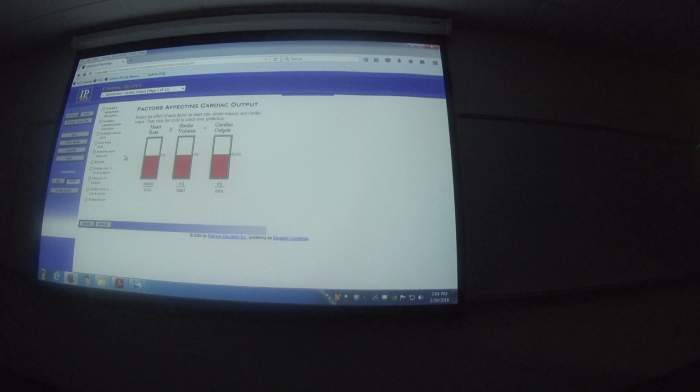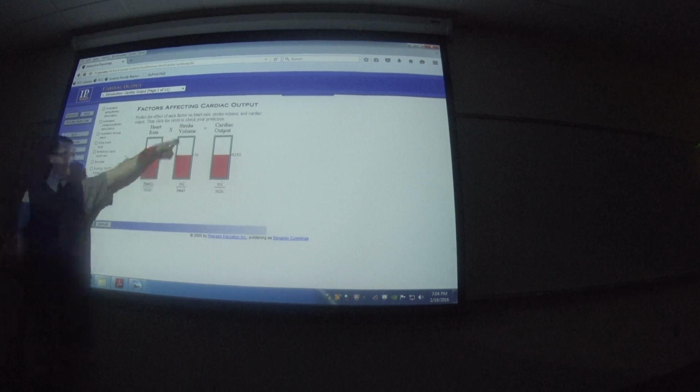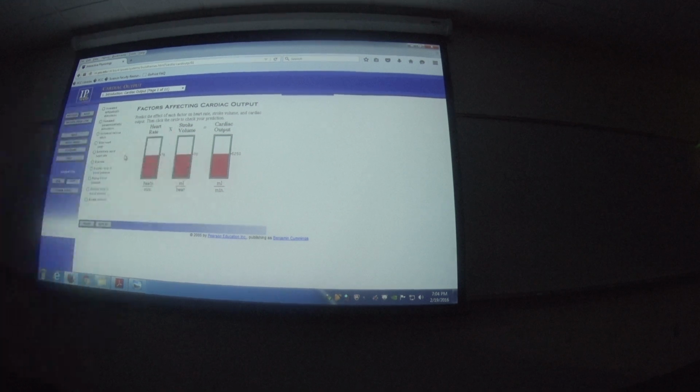So here's the page we're going to focus on. Factors affecting output. So we have heart rate over here, stroke volume here, total output over there. So we're going to manipulate those numbers. So let's do sympathetic stimulation. If I give you more sympathetic stimulation, what do you think is going to happen to output? It's going to increase, because sympathetic, remember, your heart beats faster, it beats harder, which means it ejects more, which should raise stroke volume.